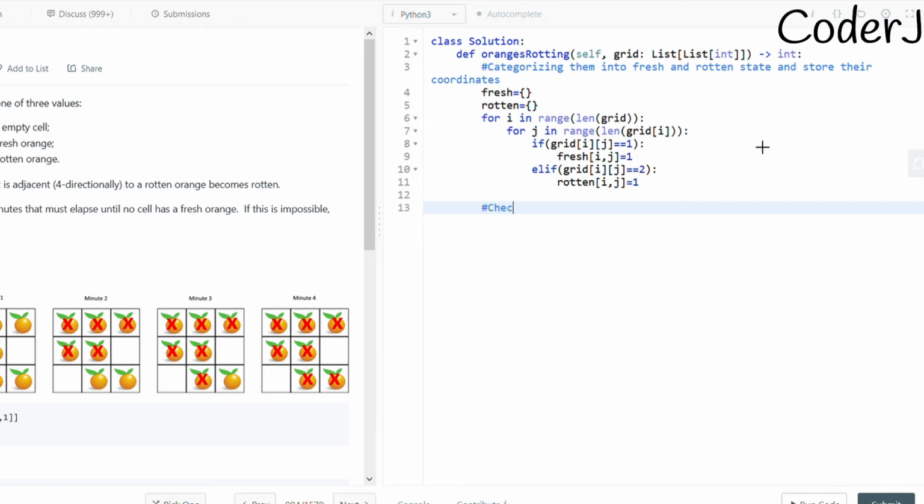Checking whether there is any fresh orange present. Why am I doing this? Why am I checking? Because if I don't, then the rest of the activity will be meaningless. If there is no fresh orange, then just return 0 and get it over with, right? So let's start. Well, I think for that I don't need to do much. If the length of fresh is equal to 0, then just return 0. Yeah, done with this.